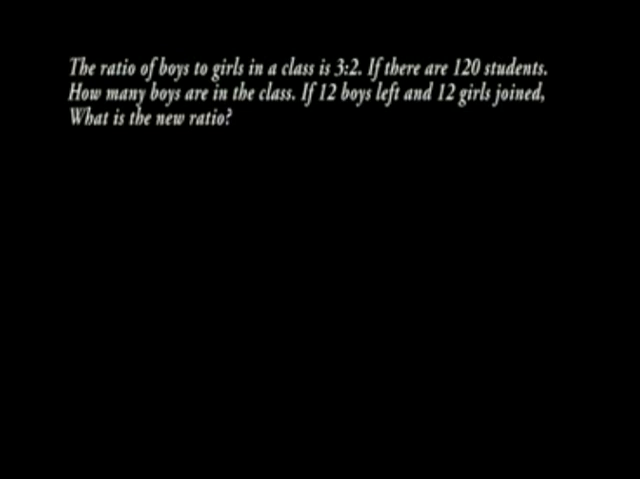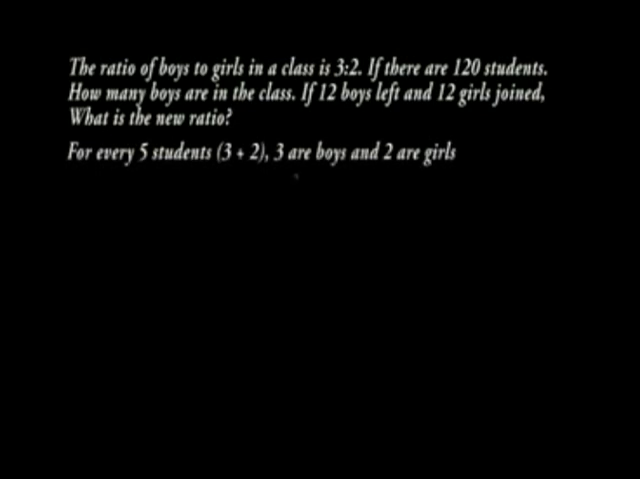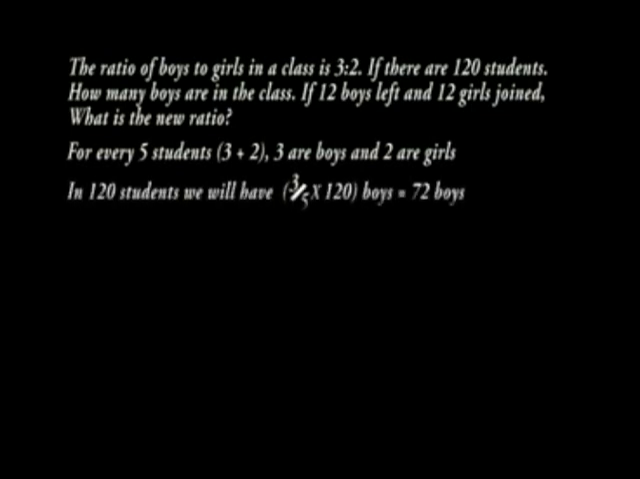In our solution, for every 5 students, 3 are boys and 2 are girls. So in a class of 120 students, we will have 3/5 times 120 boys, which will give us 72. This means that there are 120 minus 72 girls, which gives us 48. You can still calculate it as 2/5 times 120.